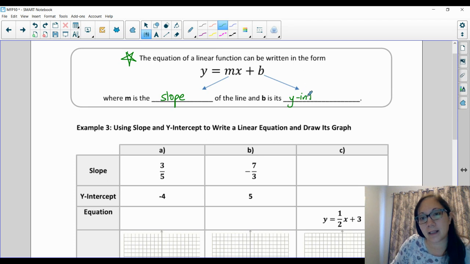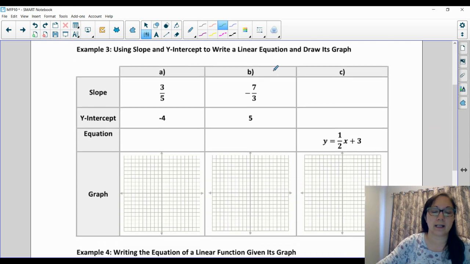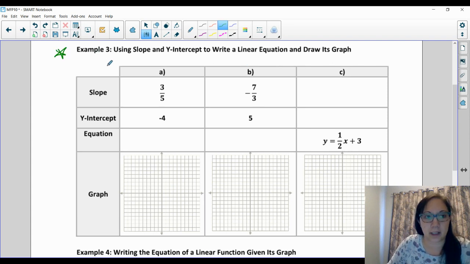So if you're ever asked to write the equation of a line, you need to know two things. You need to know its slope and you need to know its y-intercept. And if you know those two things, you can write the equation following this pattern, y equals mx plus b. So here are three examples. We've got example A, example B, and example 3. And I love this example. I think it is the most important example in the course as well.